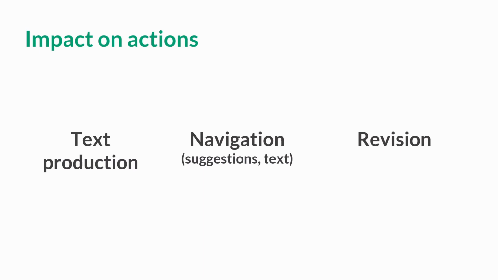This analysis further revealed impact of suggestions and different suggestion numbers on actions. So in general, we found these 3 types of actions relating to text production, navigation, and revision, and different numbers of suggestions impact these actions and their frequencies. For instance, if we show more suggestions, this generally leads to more actions being spent on navigation, for example, navigating the list of suggestions.